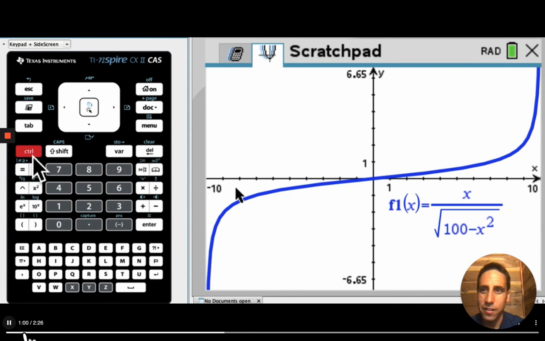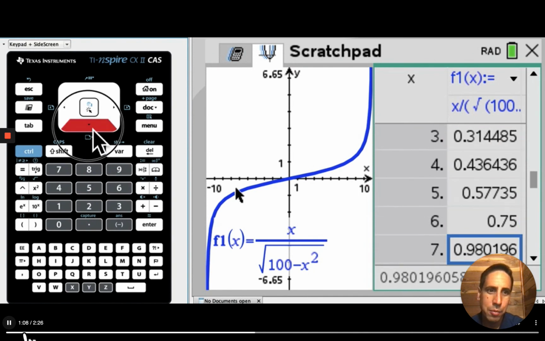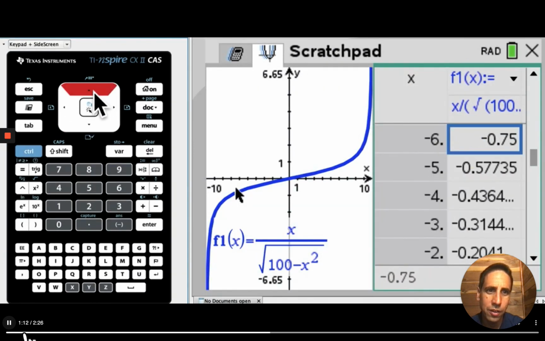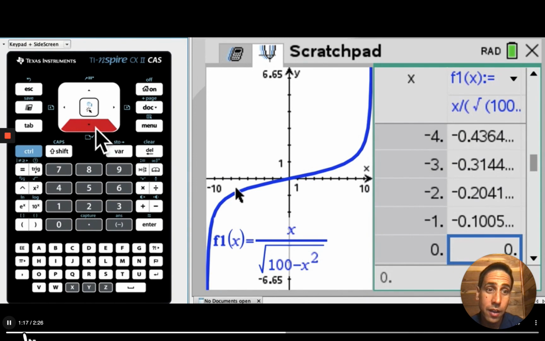All right. Now let's do Control T for the table. And you got a whole lot of preset input and output, and you can scroll up and down. But I wonder what would happen if you needed to change the input. Like it's increasing and decreasing by 1 every time. It goes from 0 to 1 to 2 to 3. But what happens if you wanted to go every half?